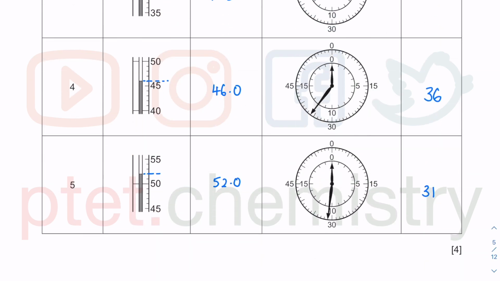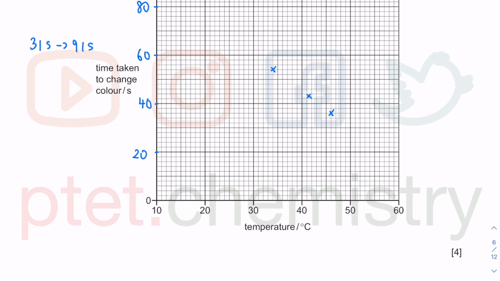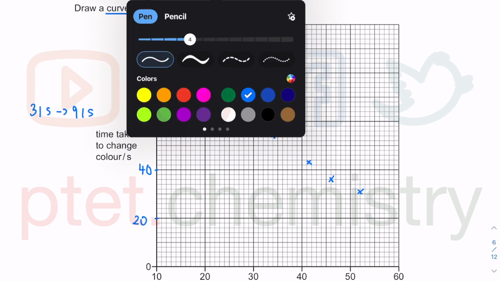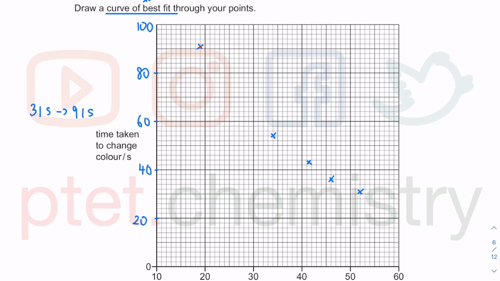Last one, 52 and 31. So I can roughly see my curve. Now I just need to make sure that I can probably... Nope, okay, that doesn't work out quite well.